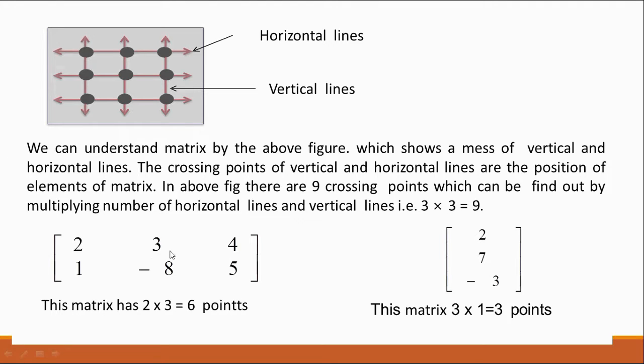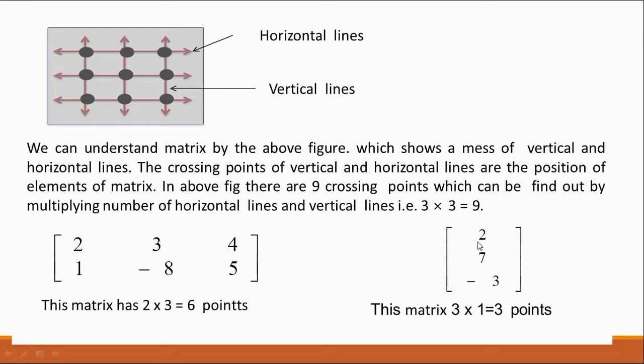Here you see an example. For example, this is a matrix. In this matrix there are 2 rows and 3 columns. So 2 multiplied by 3 is equal to 6. So there are 6 points. There are 6 points means that in this matrix there are 6 elements. 1, 2, 3, 4, 5 and 6. So there are 6 elements.